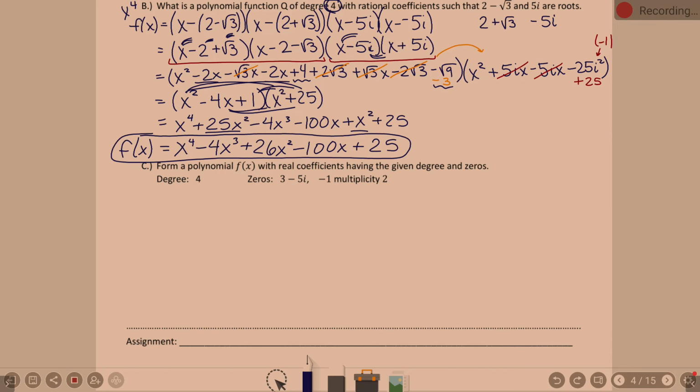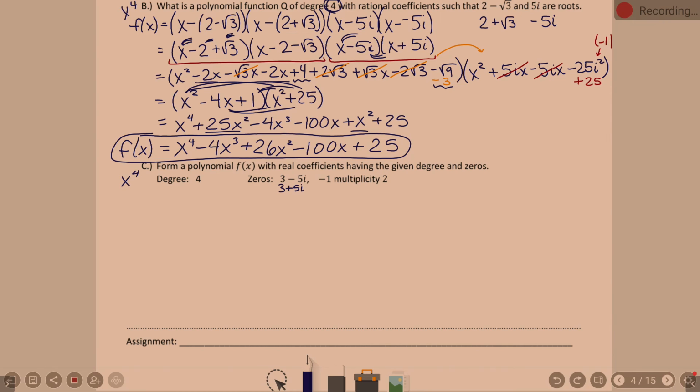So degree 4 means it's going to be x^4. And how many factors are there? If it's degree 4, there's going to be 4 factors. Now, one of the zeros is 3 minus 5i, so you know there's also a 3 plus 5i.